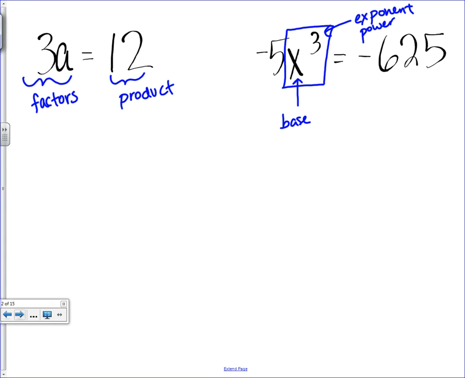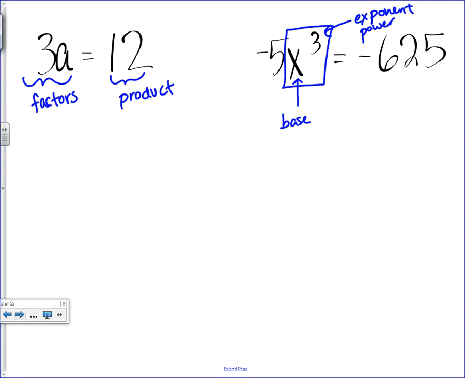Please notice that I did not point to that 5, did I? That 5 doesn't have a power on it. If there's no power there, it's assumed to be a 1. But we don't write the little 1 up there. But we're just talking about that x.